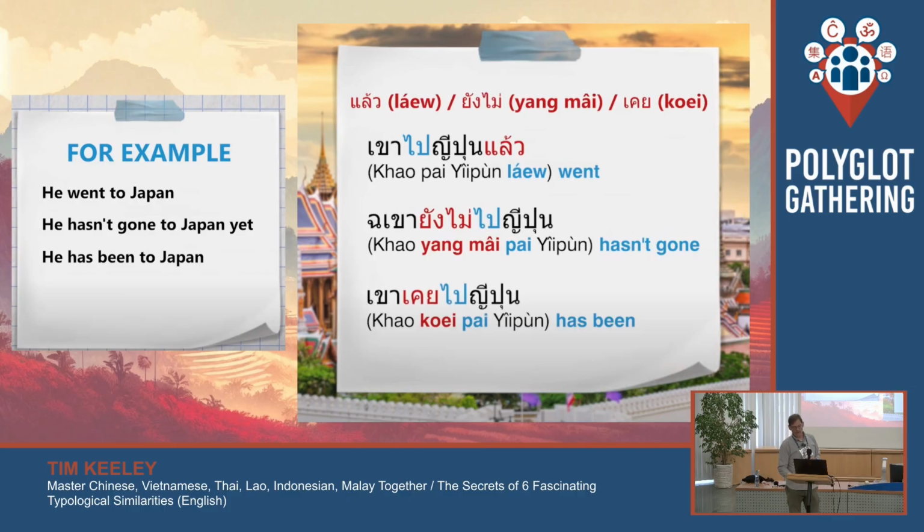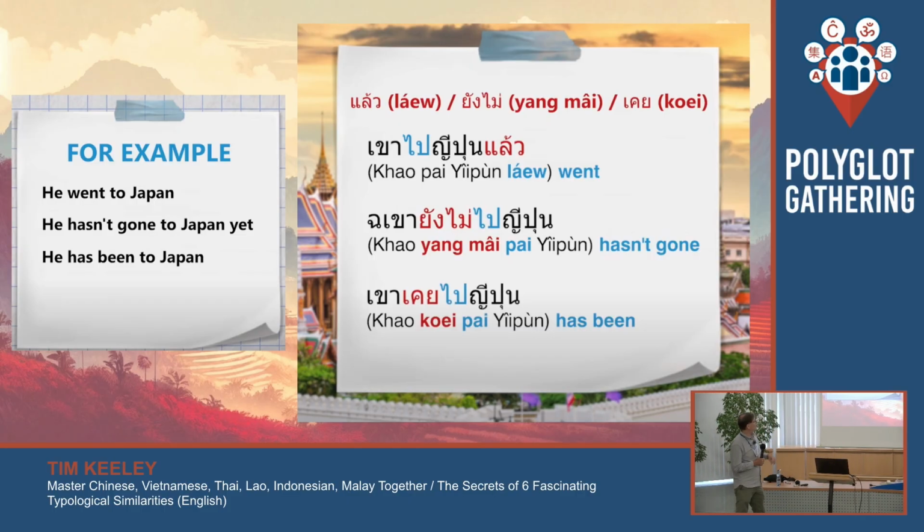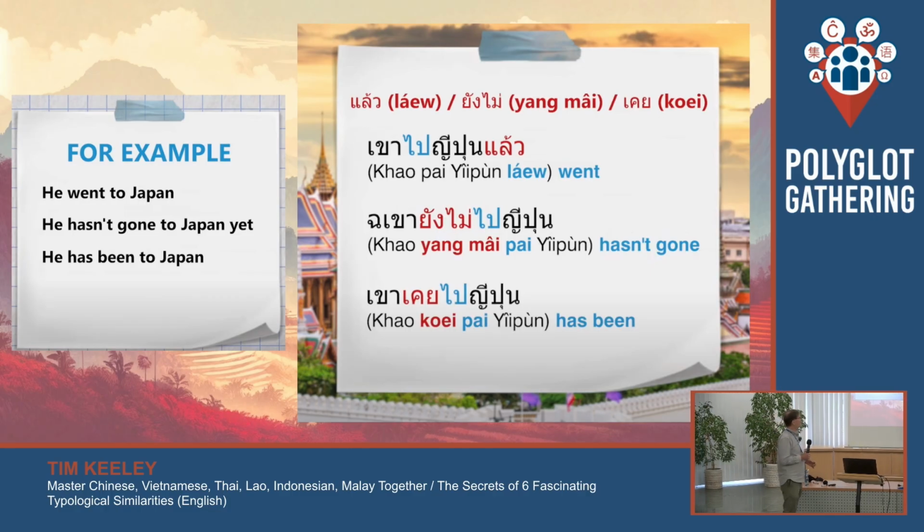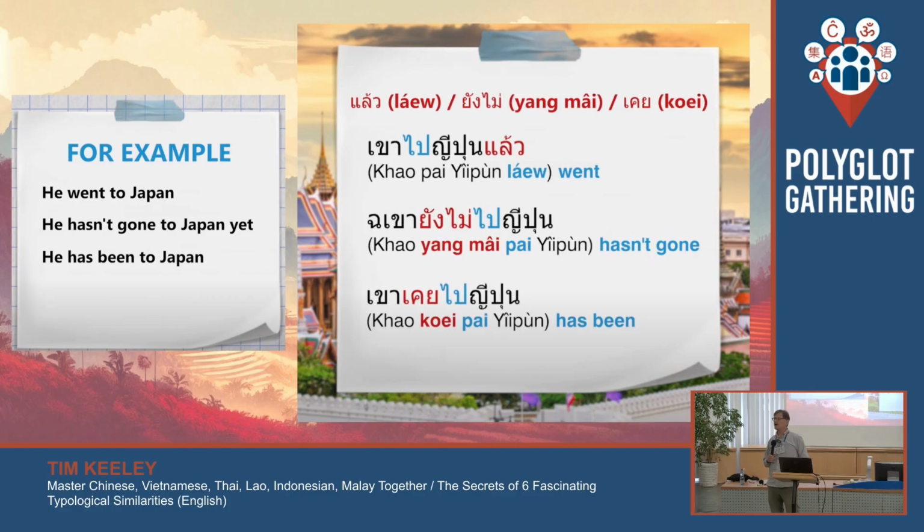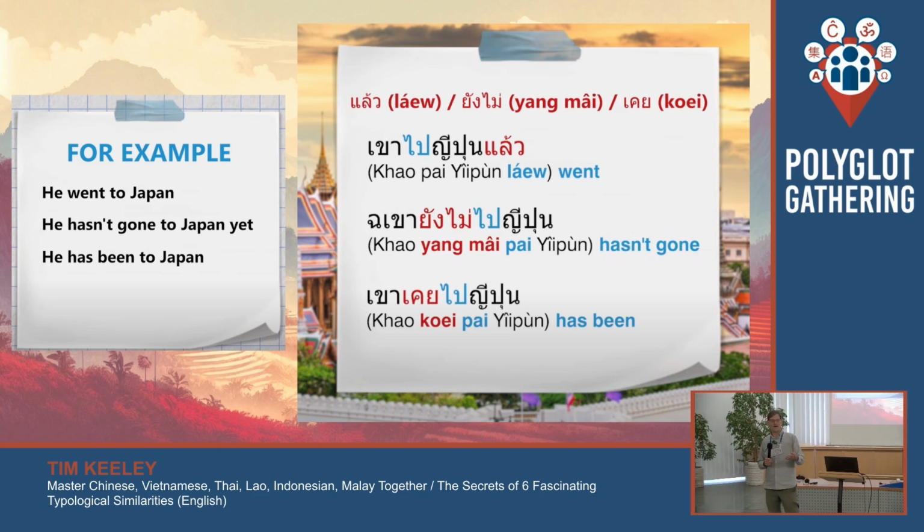Okay, and then moving on to Thai, we're going to have the same type of concept here with leeo, yang mai, and koey. And so, kao bai yipun leeo, and kao yang mai dai bai, or you can just simply say kao yang mai bai yipun. I accidentally said what I would say more naturally, but I thought it would be a little confusing if I put that in there too.